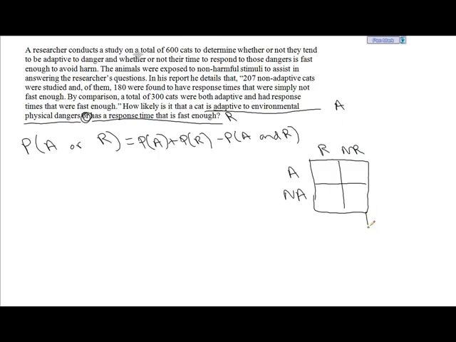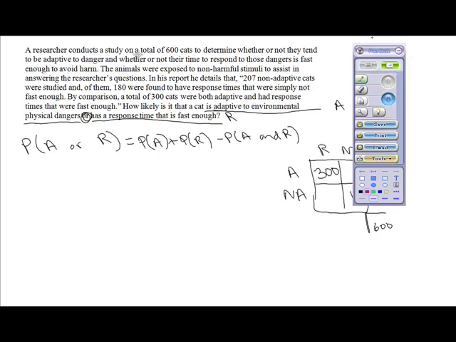Okay, so we know there are a total of 600 cats, so we'll go ahead and put our grand total here, 600. And we know that in his report he details that 207 non-adaptive cats were studied. So non-adaptive cats, a total of 207 were studied. Of them, 180 were found to have response times that were simply not fast enough, so 180 fell into the response time not fast enough category. We also know that, by comparison, a total of 300 cats were both adaptive and had response times that were fast enough. That's this cell right here, a total of 300.